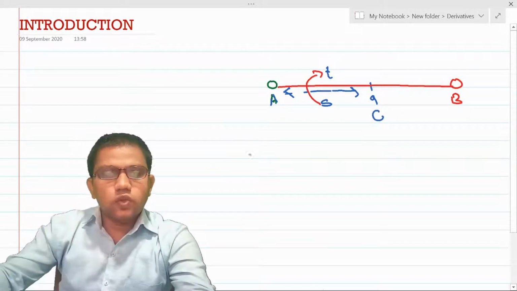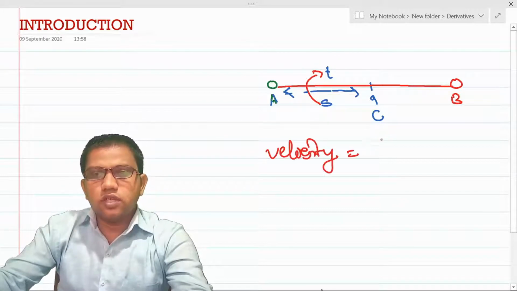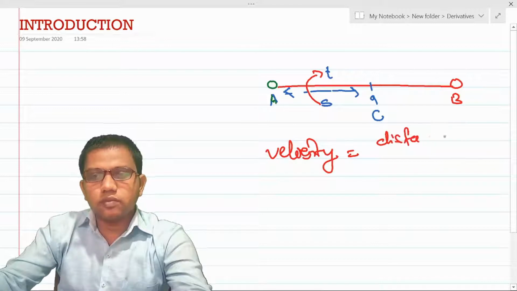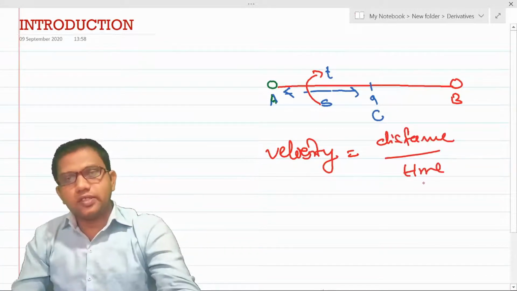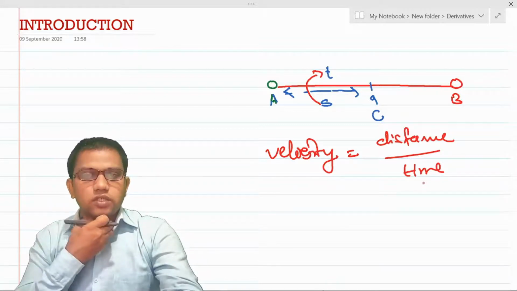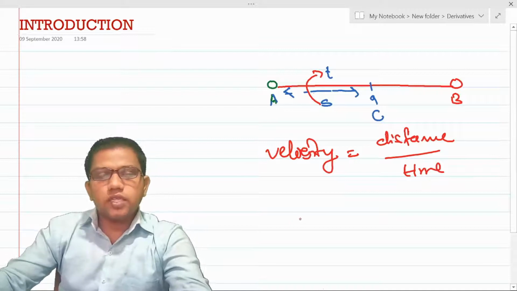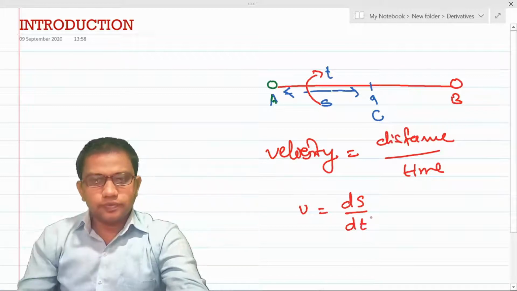We know what velocity is. Velocity is nothing but the change in displacement with respect to time, meaning distance upon time. Am I right? I think in physics you have seen all these things. So distance upon time is nothing but velocity, and it is also called V equal to the rate of change of displacement with respect to time.